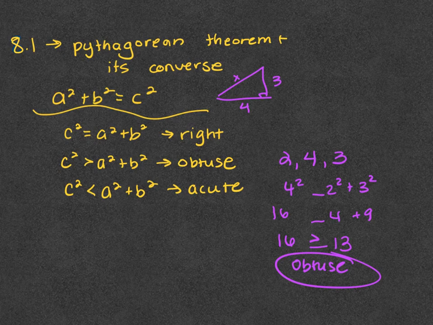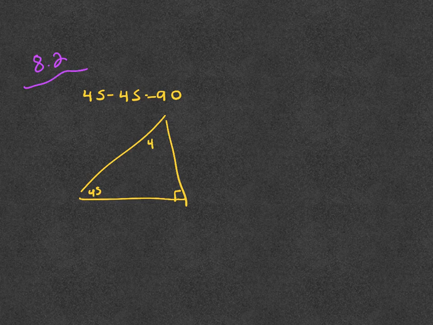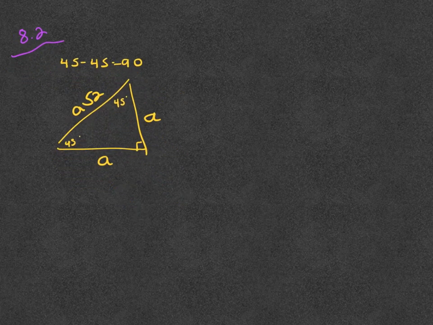Then came 8.2 with special triangles. The first one is a 45, 45, 90 triangle. What's the ratio of the sides here? What's opposite the 45? No, the side length. What's the ratio of the sides? What's opposite the 45? A. A opposite the 90 is A root 2. So for these, I gave you one of the three sides.